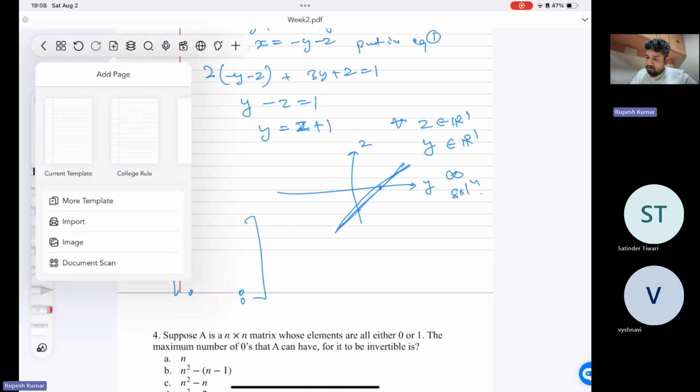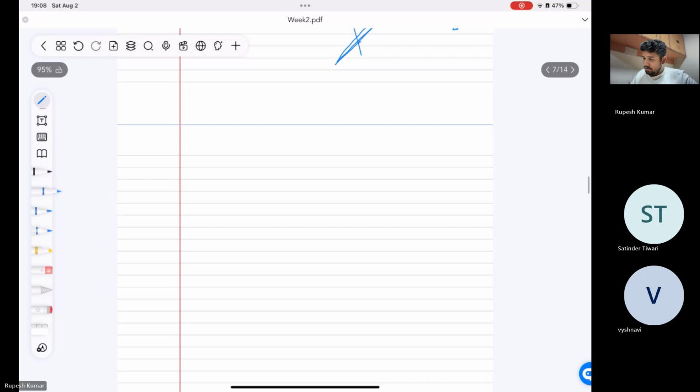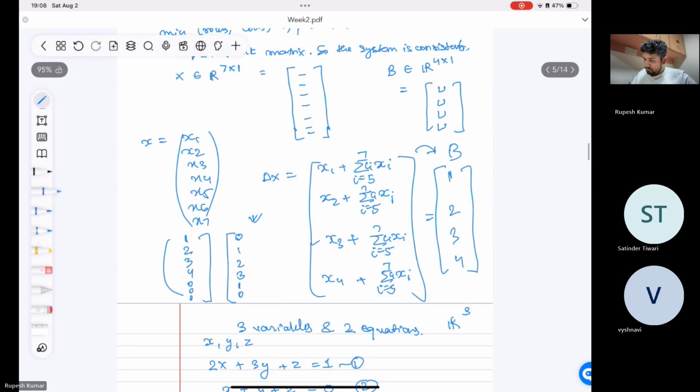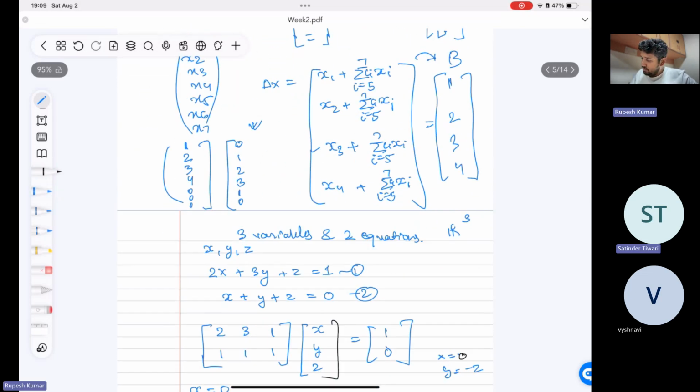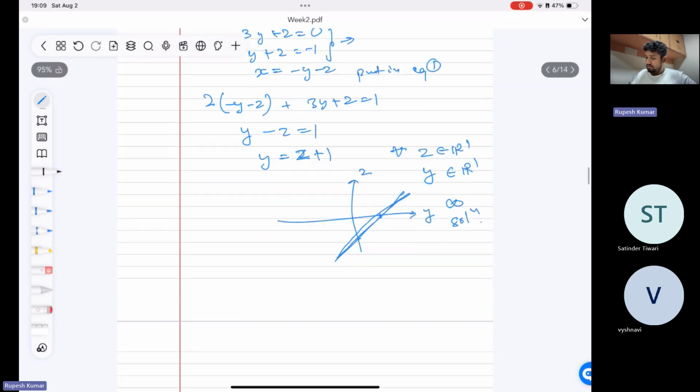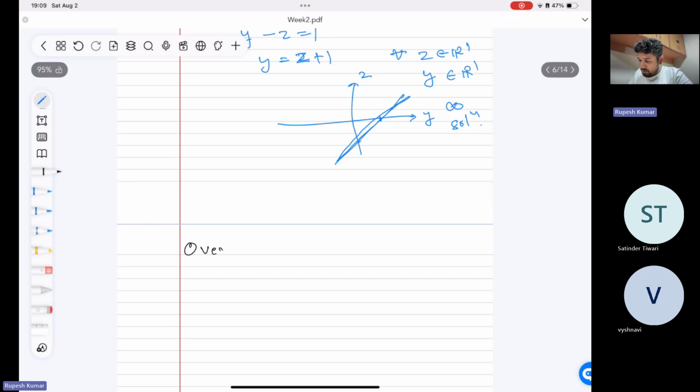So is this clear? Is this case clear, Satinder? Yes, sir. Yes, sir. Yes, sir. Underdetermined, right? Right.